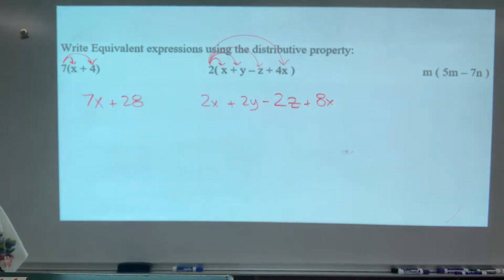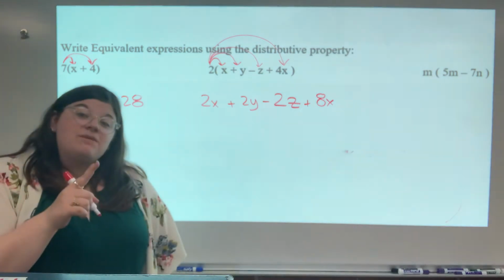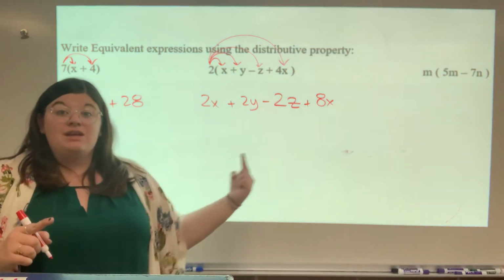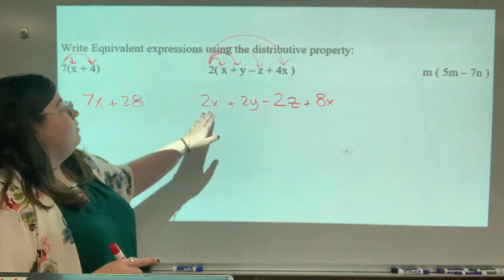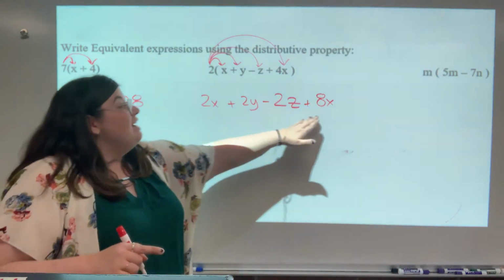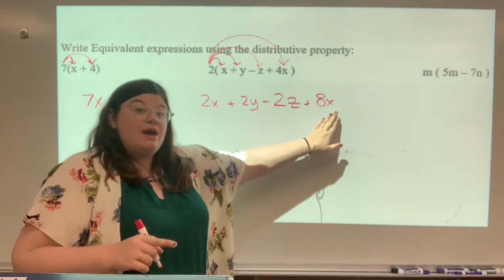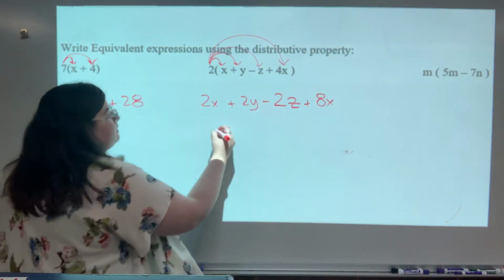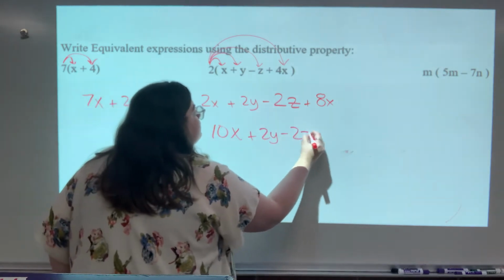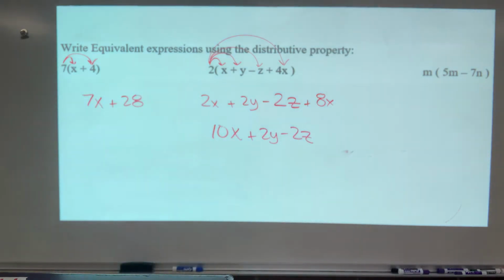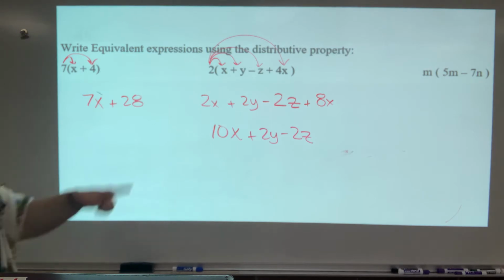All right, we could say we're done, or we could even just take it a step further and simplify anything we can in here. Are there any like terms that I can combine? Well, there's x, there's y, there's z, there's another x. So adding 8x and 2x gives me 10x plus 2y minus 2z. All right, so that would be a way that you can simplify that one.